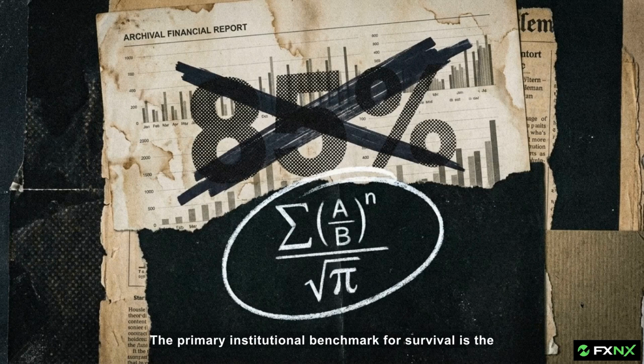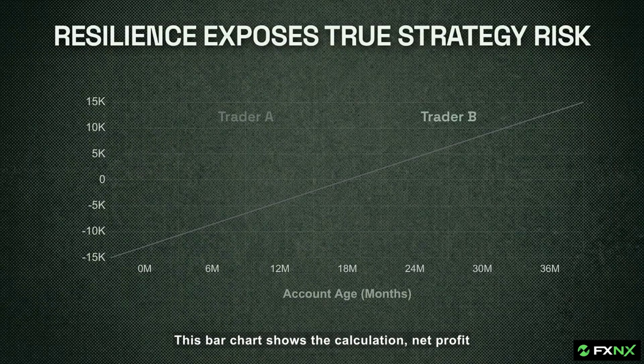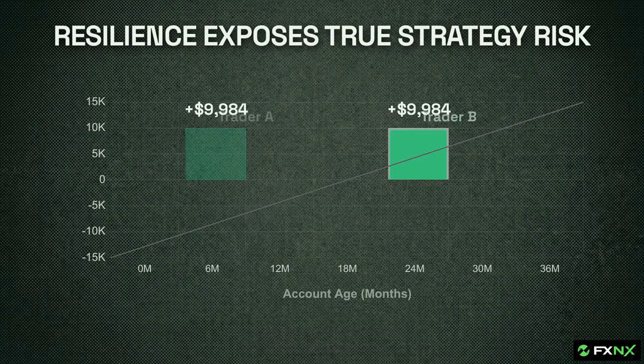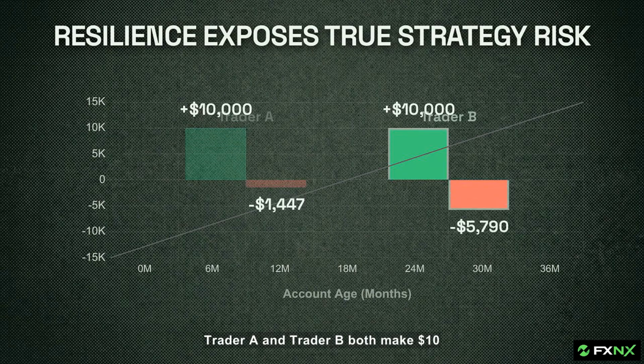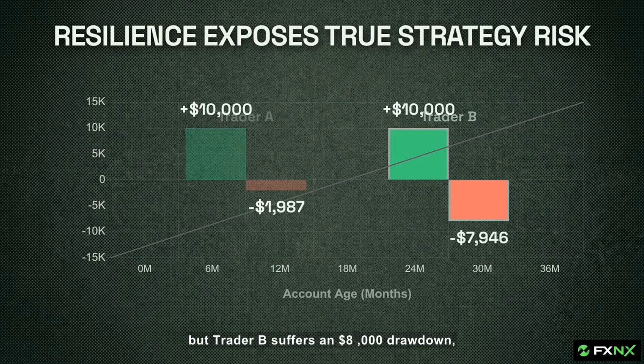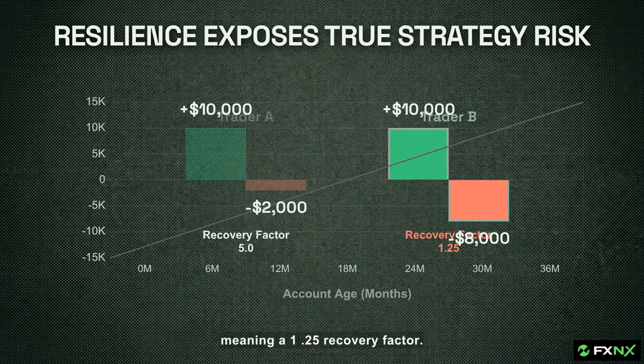Throw out total return. The primary institutional benchmark for survival is the recovery factor. This bar chart shows the calculation: net profit divided by max drawdown. Trader A and Trader B both make $10,000 in profit, but Trader B suffers an $8,000 drawdown, meaning a 1.25 recovery factor. You need at least 1.5. As these charts transition into timelines, surviving volatility spikes over 3 years proves true resilience.